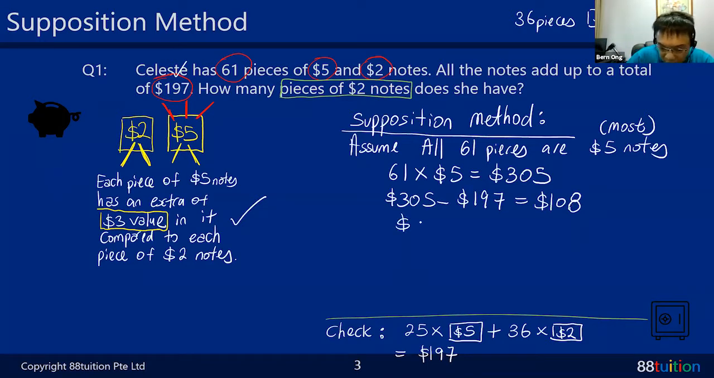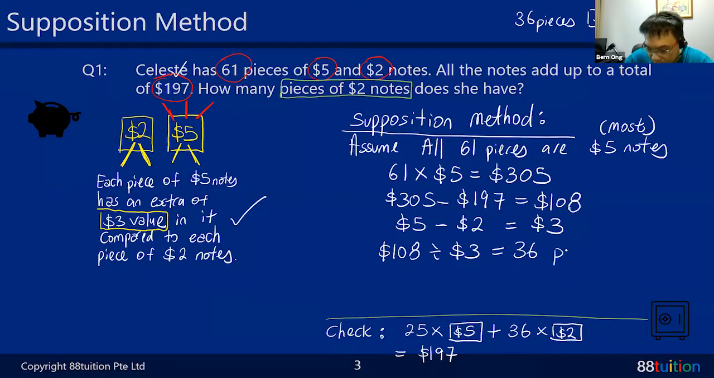Then you do the next step. One piece of $5 note is $5. One piece of $2 note is $2. And the difference down here is still $3. The last step, you still take $108, divide by your $3, and that will give you 36. 36 pieces of $2 notes.